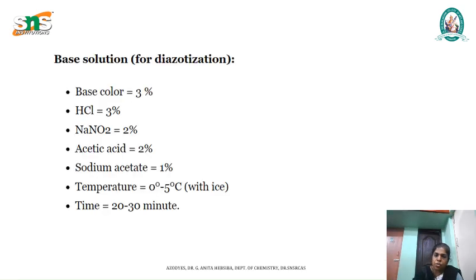The second step is diazotization. Here we use a base color, that is the color which is responsible for the formation of azo dye, at 3%. Acid medium, that is hydrochloric acid and NaNO2. These two ensure the condition for diazotization, and the temperature is maintained at 0 to 5 degrees Celsius. That's why it is called magic ice dye. And acetic acid and sodium acetate are also added, which will ensure the pH, at 1%, and the time taken is again 20 to 30 minutes. So almost around 50 minutes the two steps will take place.